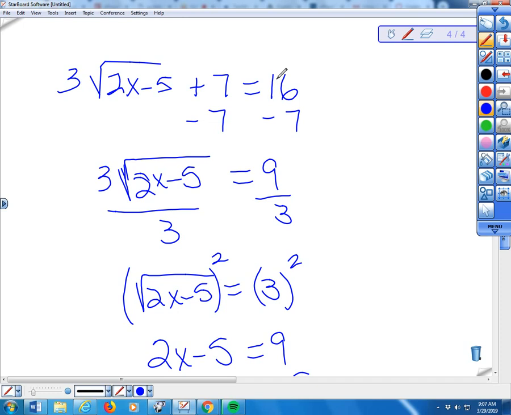Okay, I'll give you guys one to do. The board would work for me. So you guys do this one: 3 times the cube root of x minus 8, and then outside of the root, minus 2, equals negative 14.